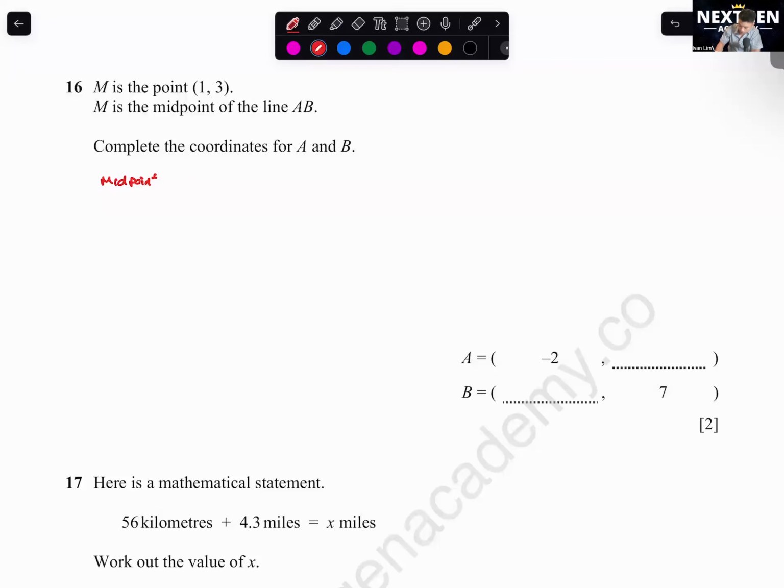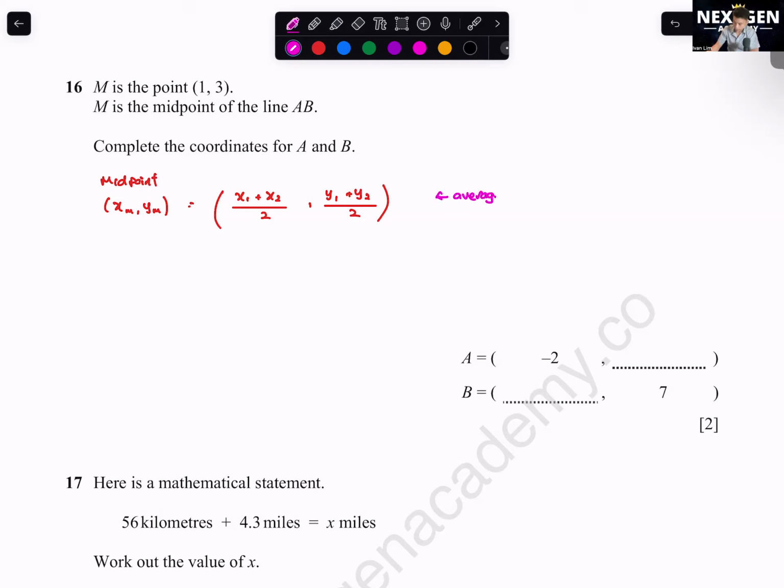Midpoint, let's say you got x_m, y_m. So it's always x and y. The m is there because it's the midpoint. The x midpoint, you take x1 plus x2 divided by 2. Then y1 plus y2 divided by 2. This is what you all need to memorize. It's the average of two values.